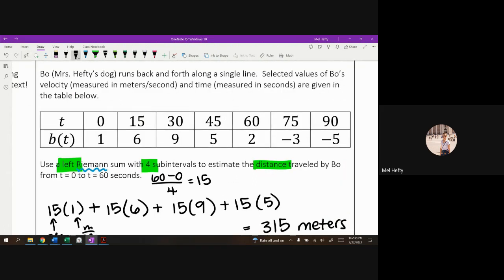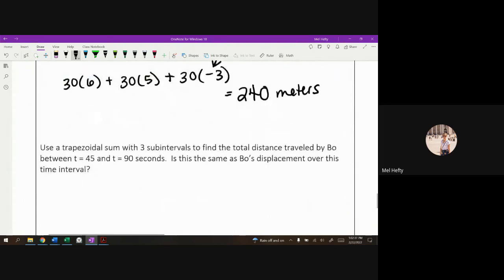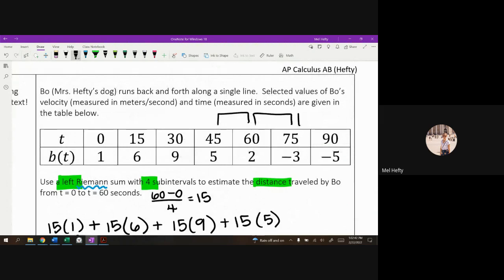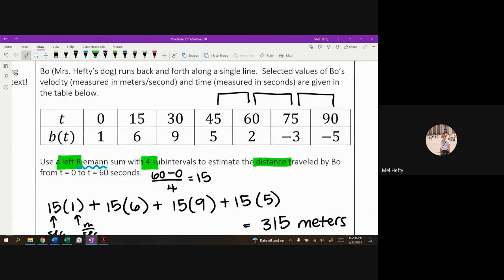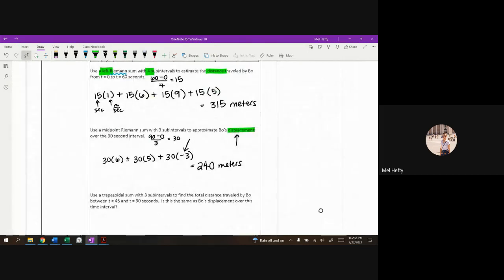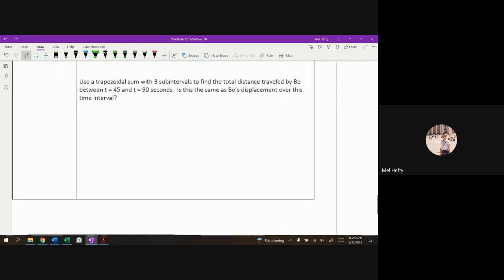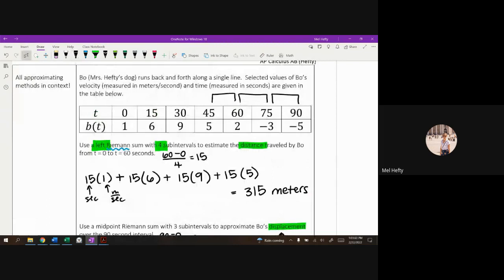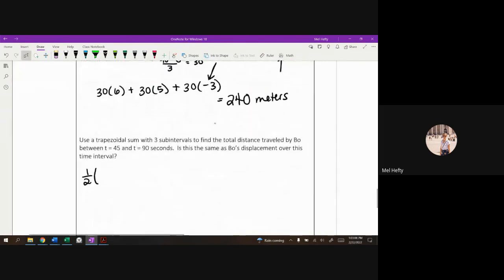This last one, we're going from 45 to 90. We got 3 sub intervals. Here we're going to use the 1/2 because we saw the word trapezoid, and we're going to do one different thing because we see total distance. We're just going to do this one, and we're going to finish here. So each of these will have the 1/2. Now, all of my sub intervals, 45 to 60, 60 to 75, 75 to 90. Do you agree they're all 15 long?